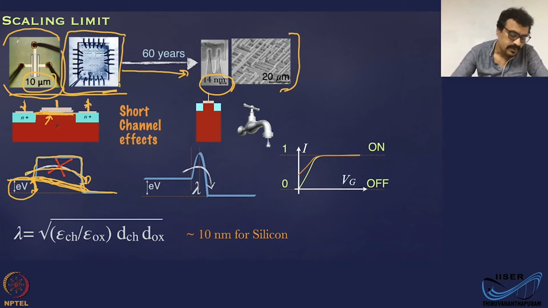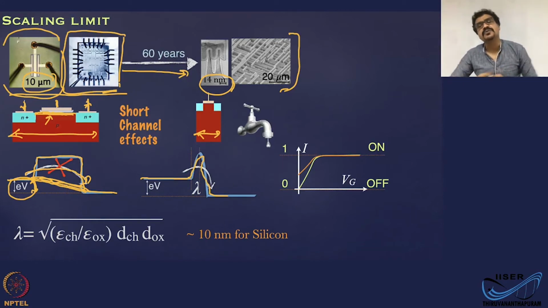Now, in the process of reducing the channel dimension, what you are effectively doing is also reducing the distance between the source and the drain. So you are making the whole structure really thin. Okay. Now, when you do that, you are also going to reduce the width of the barrier, as shown here. This is just a cartoon, just to visualize what is happening.